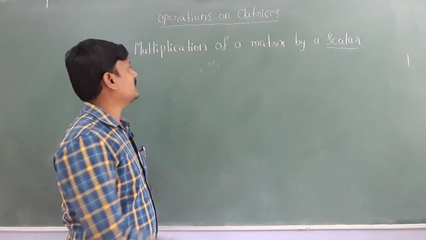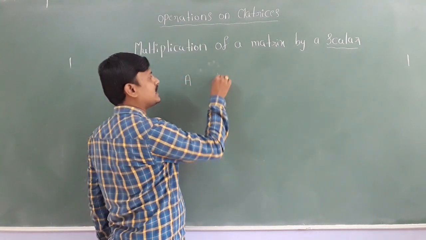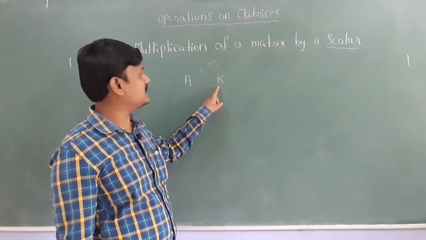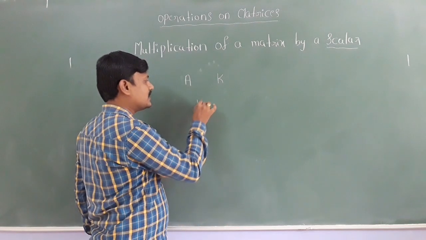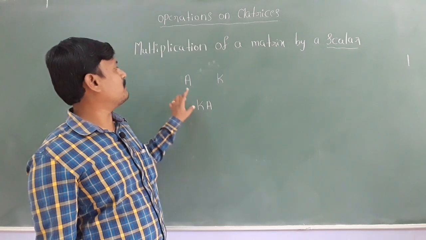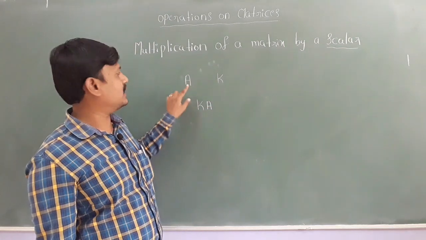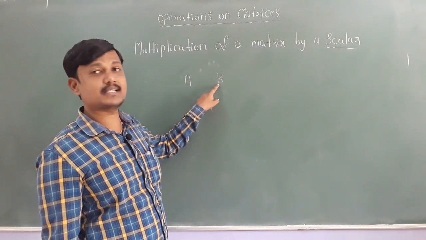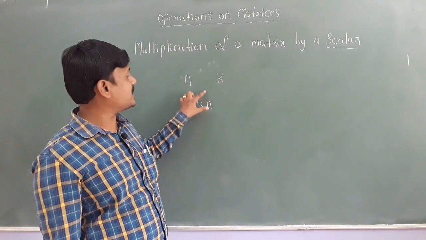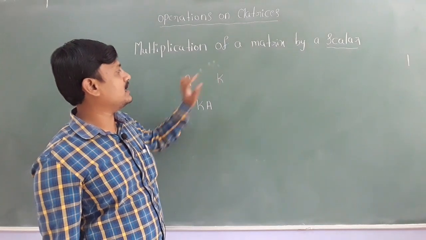Scalar meaning. Consider a matrix A and K is any scalar. A is the matrix and K is any scalar. Then K into A is the matrix obtained by multiplying each element of matrix A by K. Here A is the matrix and K is a scalar. Then K into A is the matrix obtained by multiplying each element of the matrix A by K.